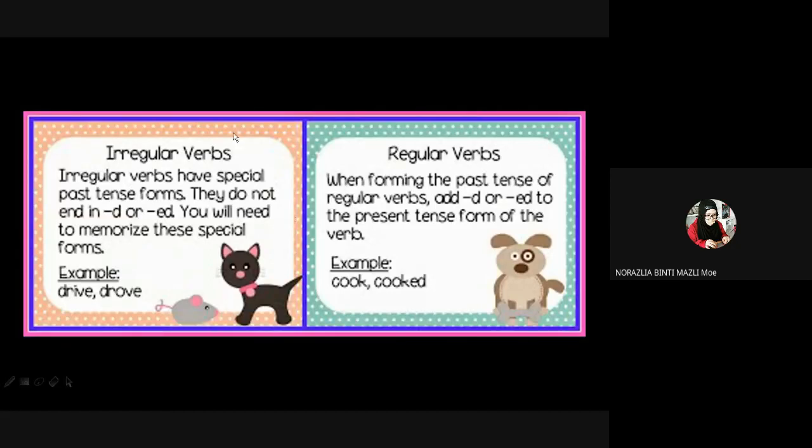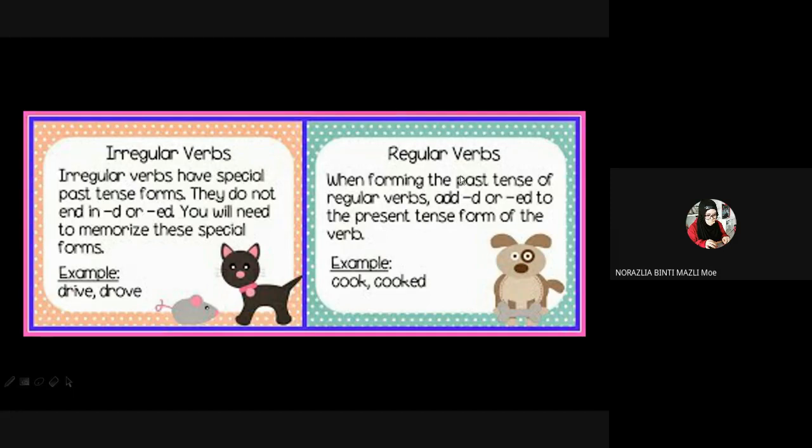So what is irregular verb? Irregular verbs have special past tense forms. They do not end in D or ED. You will need to memorize these special forms. Apa maksud dia? Maksudnya bila dia past, they won't end in D or ED. Biasa kita end dengan ED. Contohnya here, cook and cooked. But this one, dia lain. Dia jadi drive, jadi drove. Like run, jadi run. Okay, those things. They change the word instead of adding ED.